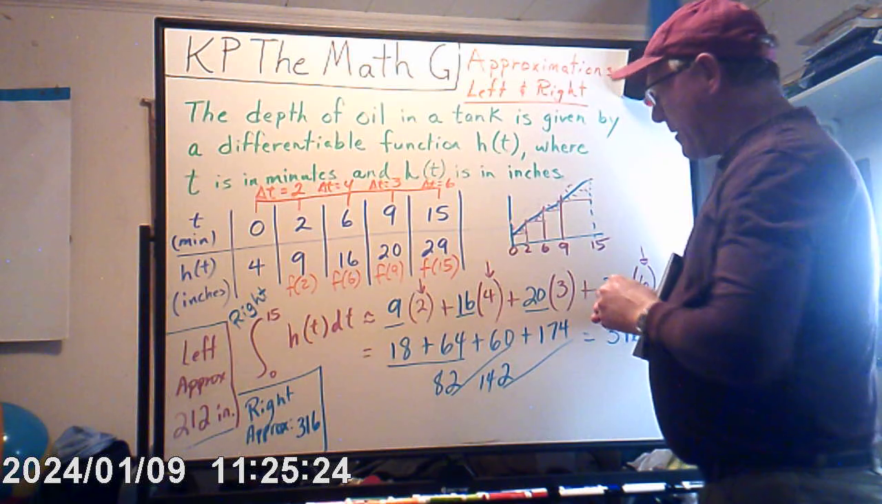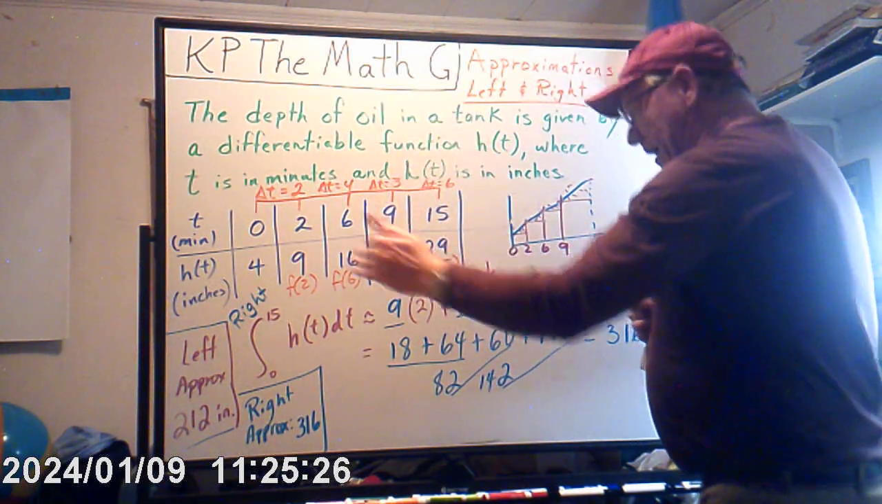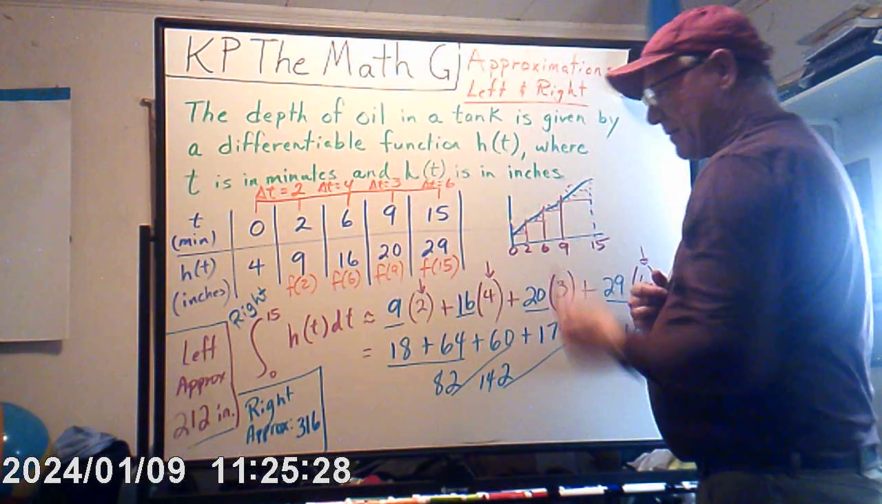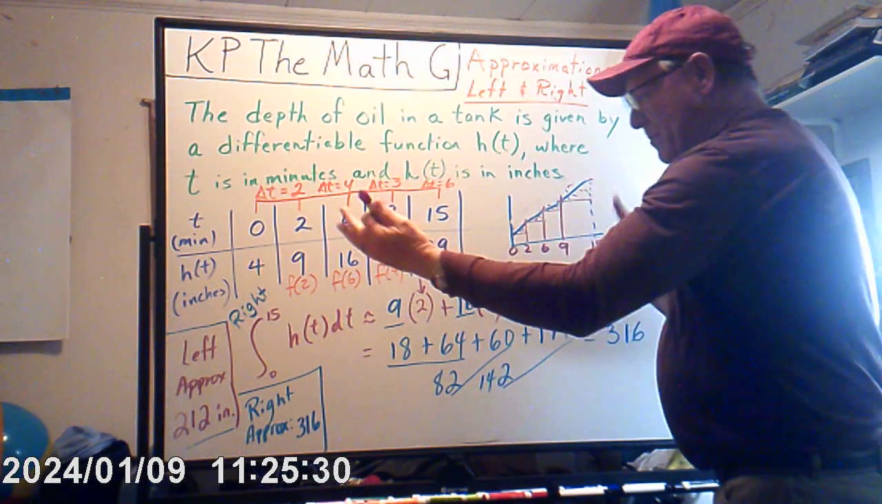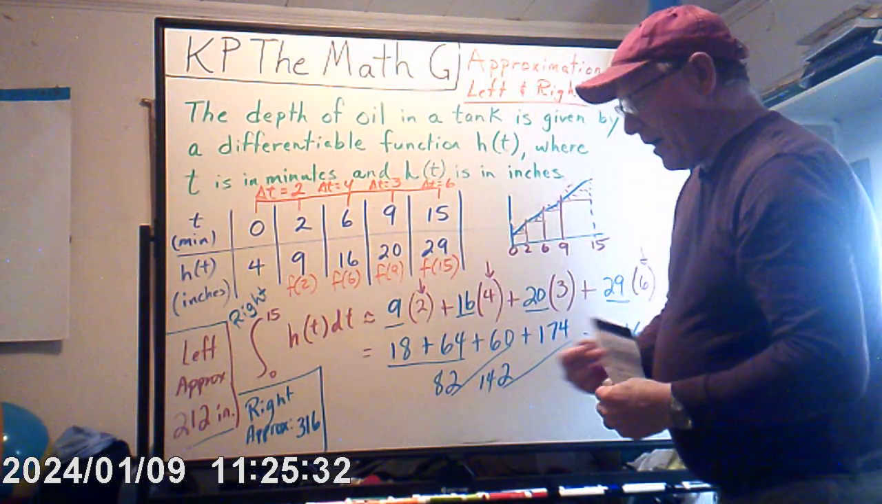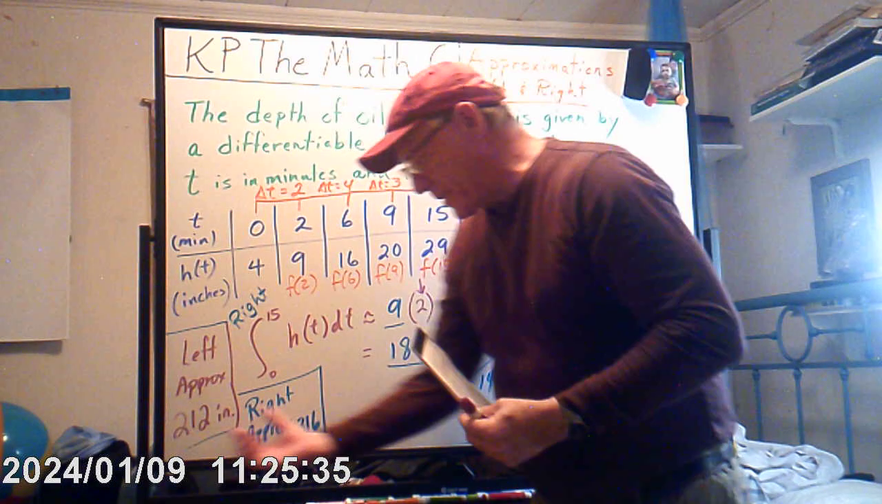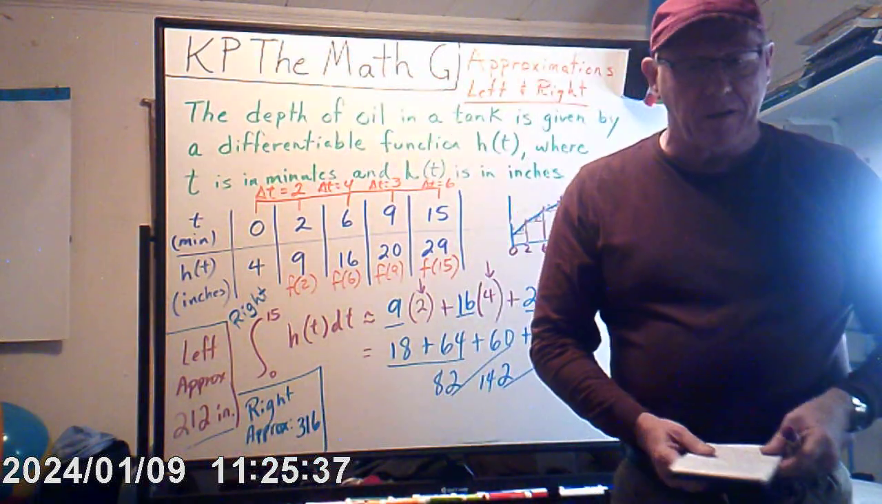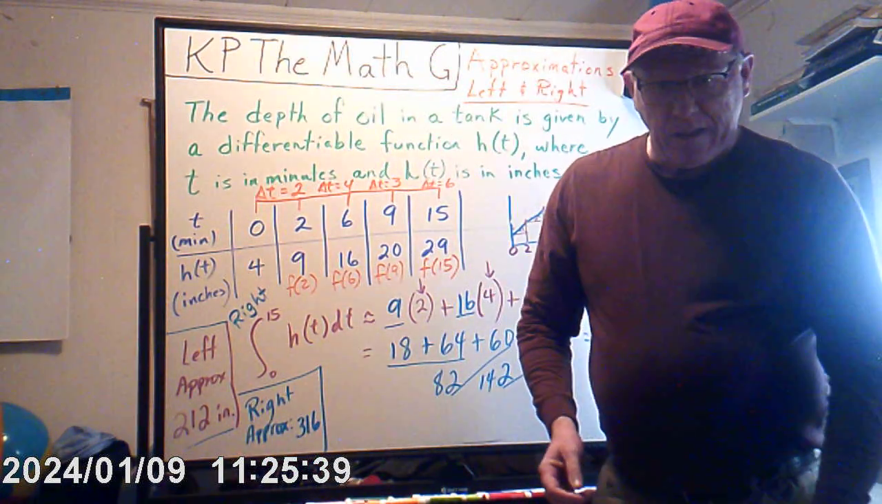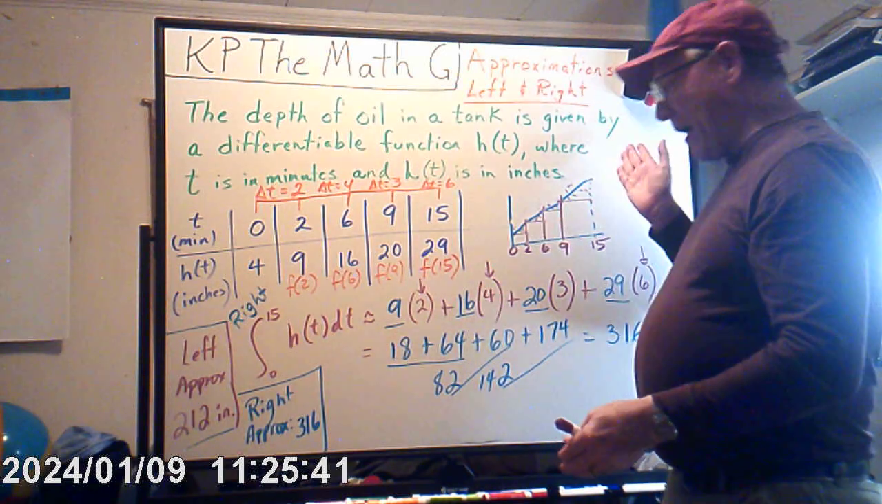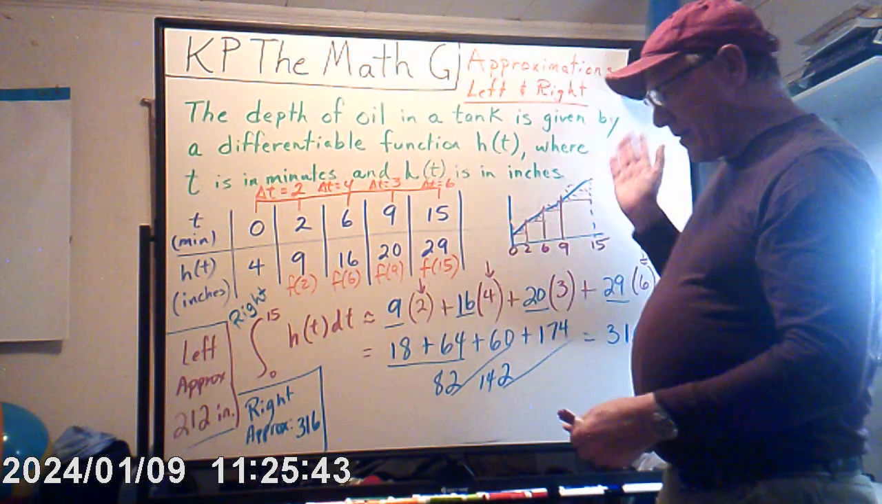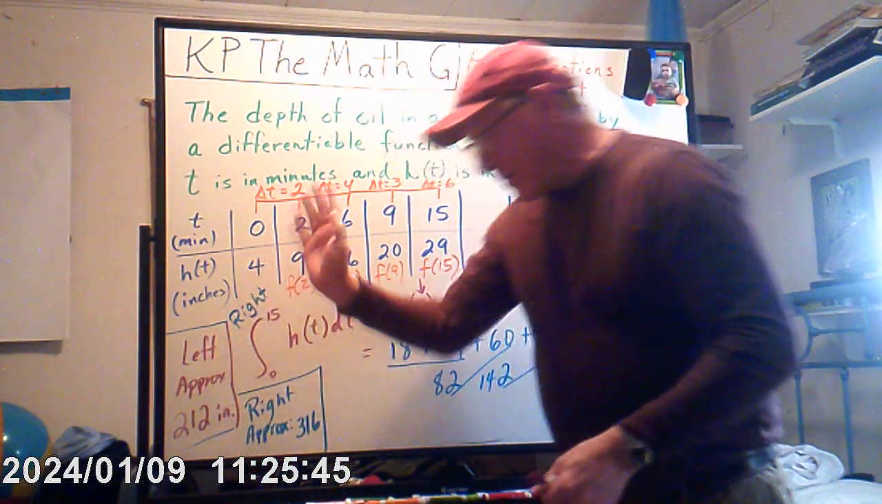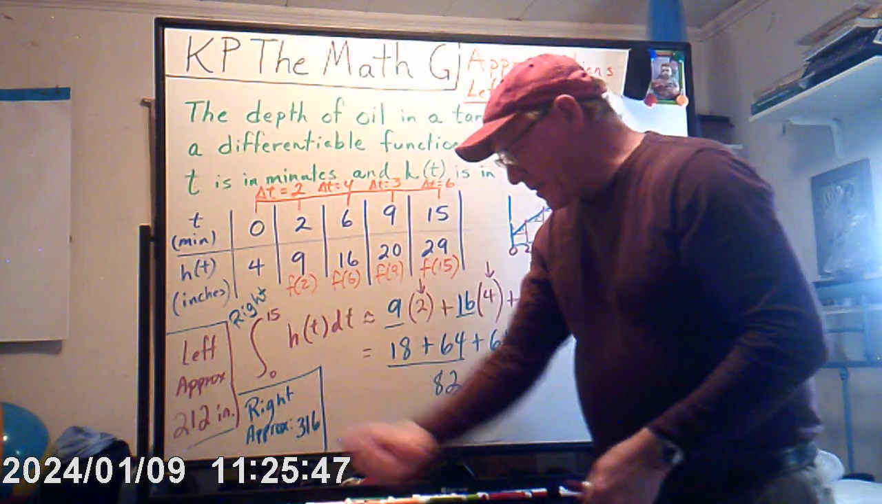Now again, that's because h is increasing. Had it been decreasing, it would have been the other way around. The left would have been an over approximation and the right would have been an under approximation. It depends on the graph. If this graph is increasing, you can always say the left is going to be too little and the right is going to be too much.